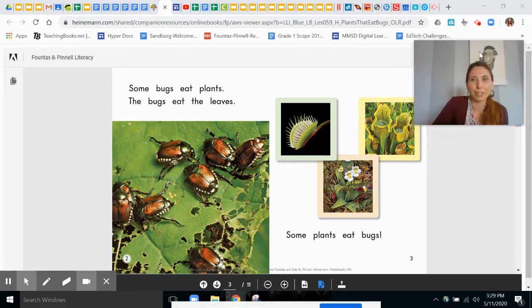Ooh, let me move my picture. There we go. Some bugs eat plants, right? Look at these bugs, they're eating away. The bugs eat the leaves. Have you ever seen that? Some leaves with holes in them that bugs have eaten. Here's the interesting part. Some plants eat bugs. What? Did you know that? Is it interesting? So this is nonfiction. This is real information.